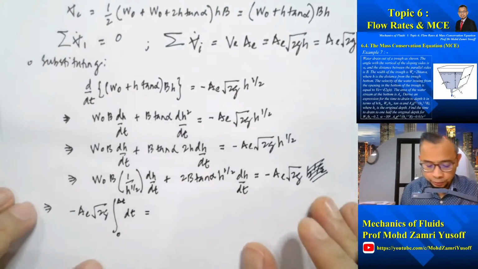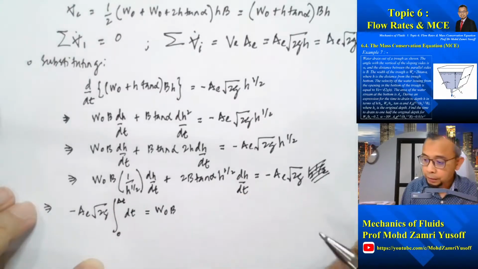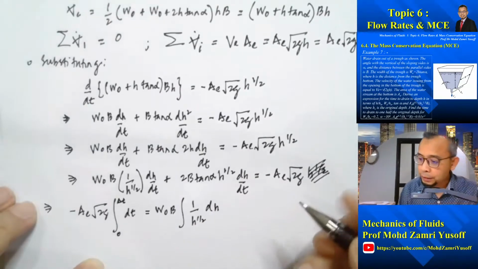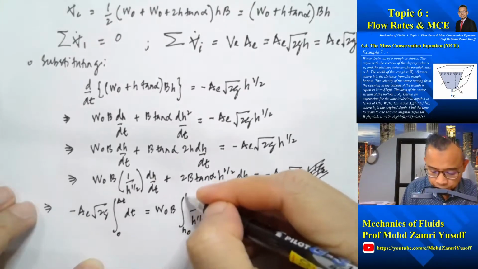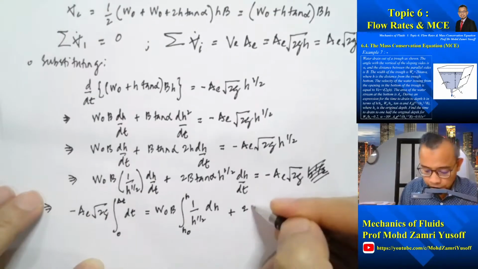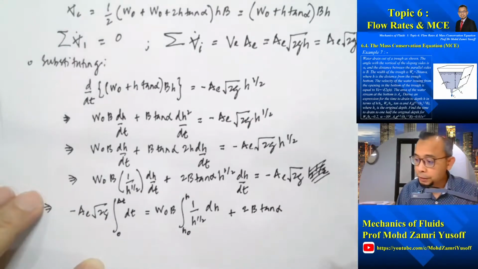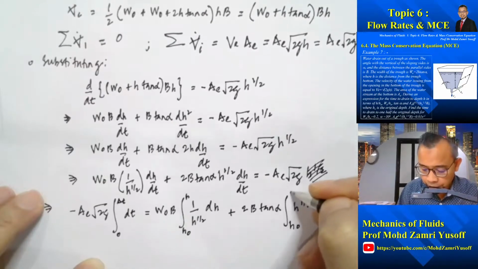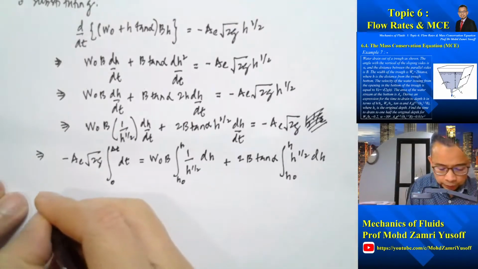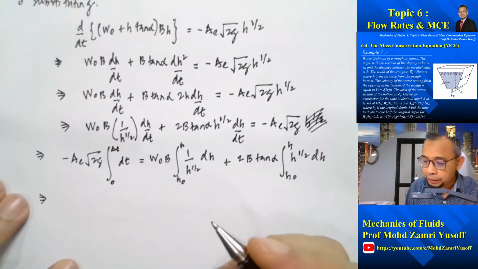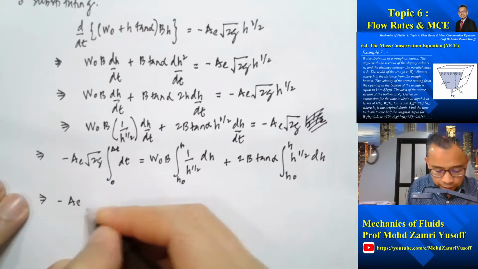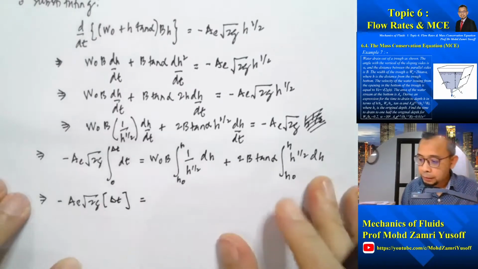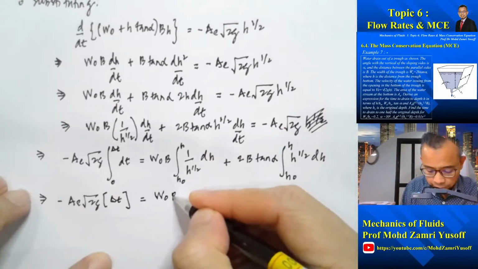This must be equal to w naught b 1 over h to the half dh, from initial h to final h, plus 2b tangent alpha h to the half dh, again from h naught to h. So this gives me, if I integrate this, minus ae root 2g delta t, and this gives me w naught b.